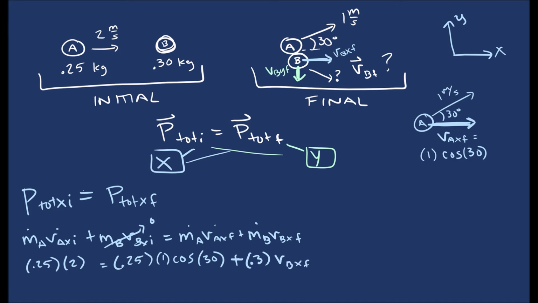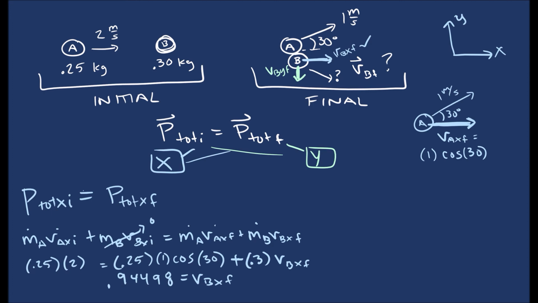That's what we're trying to find. But fortunately, in this equation, we know everything else. So when we solve for VBX, we multiply these together, multiply that together, subtract and divide by 0.3, and we get 0.94498 as the value for our VBX final. Okay, so we're halfway there. We know VBX final now.